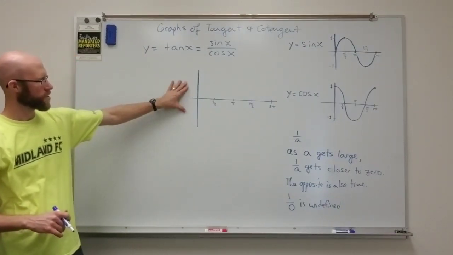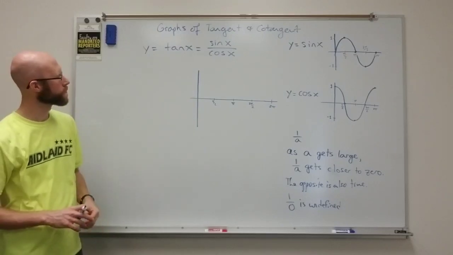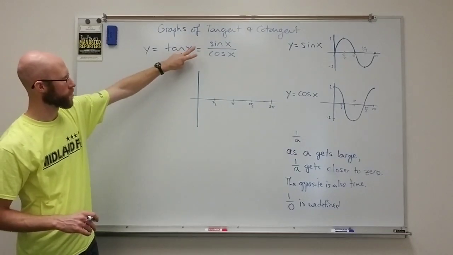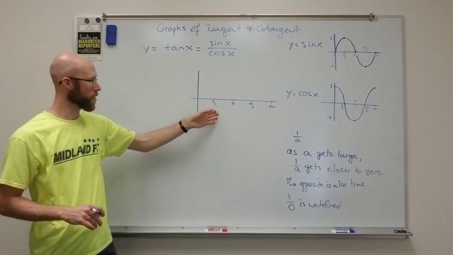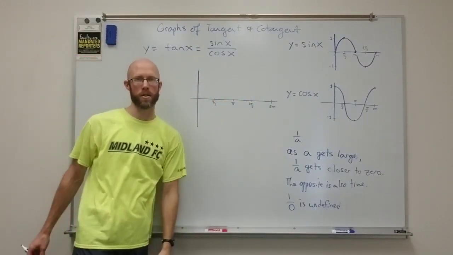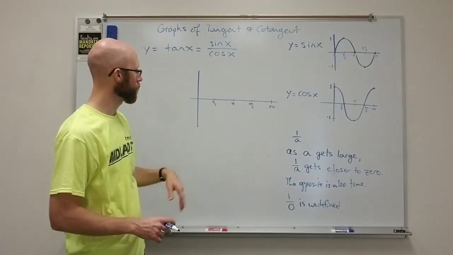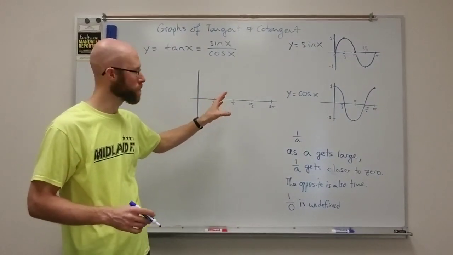Okay, so let's take a look at this. Let's take a look at the sine over the cosine. So let's just start mapping out points. We'll start at 0, then pi over 2, then pi, and 3 pi over 2, and 2 pi. And if we need some points in between, we can work with those.